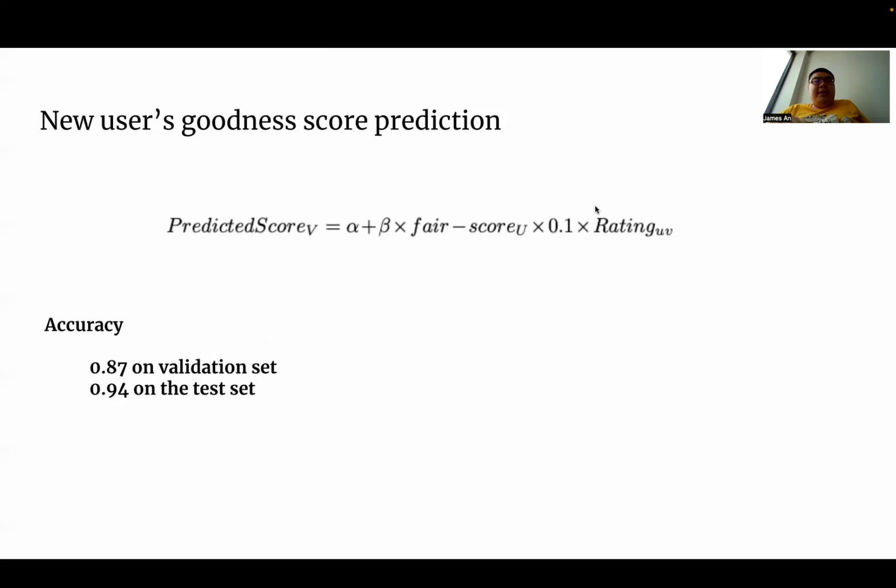Then we look at predicting a new user's goodness score when they first join the network with no prediction. We use 2 different hyperparameters, alpha and beta, to weigh the fairness score of the users rating the new user, weighted by their weighting. Using this algorithm and dividing the prediction into 3 categories: good, not good, and unknown, similar to the original Stanford paper, we were able to achieve an accuracy of 0.96 on a test set.